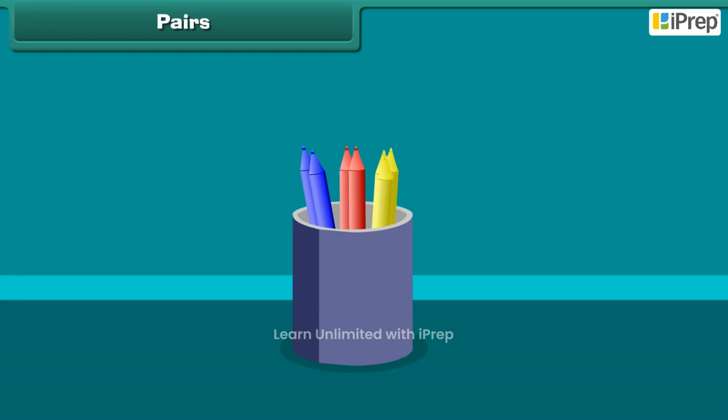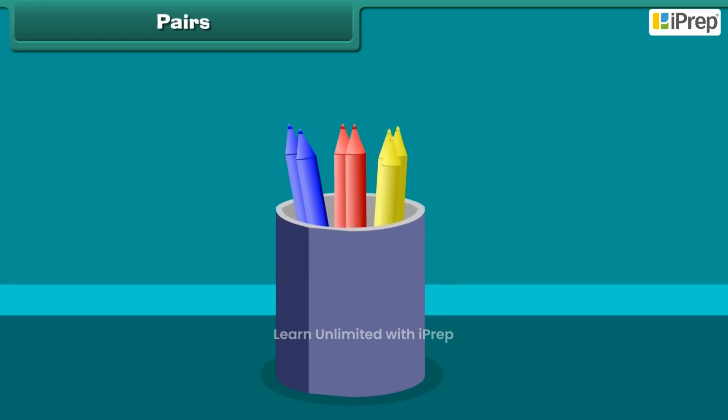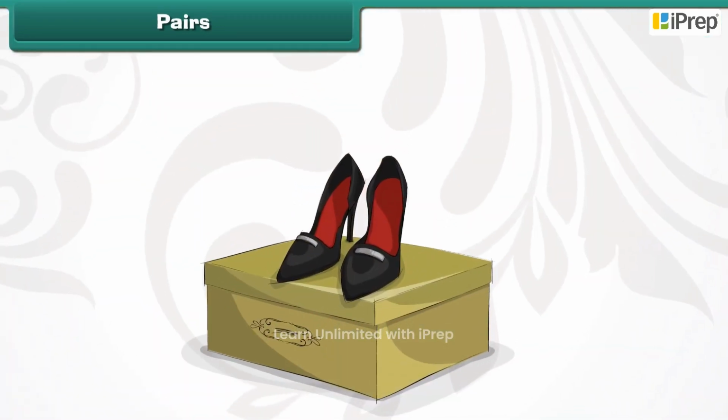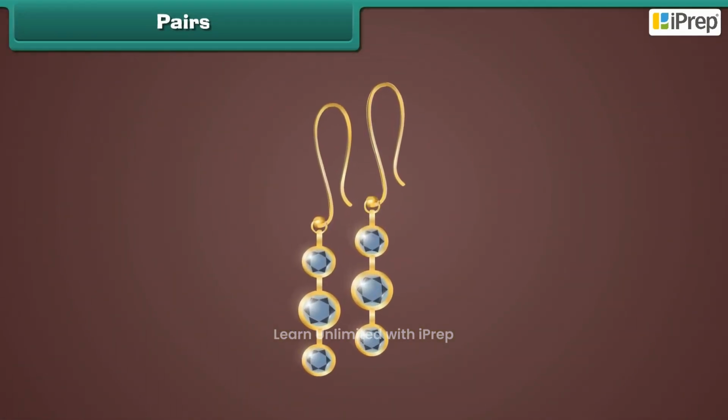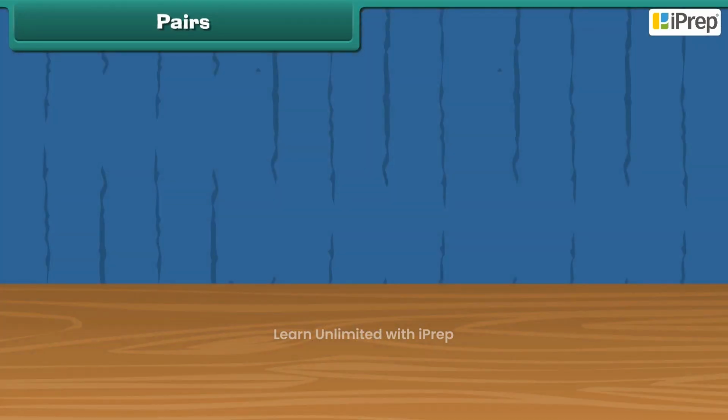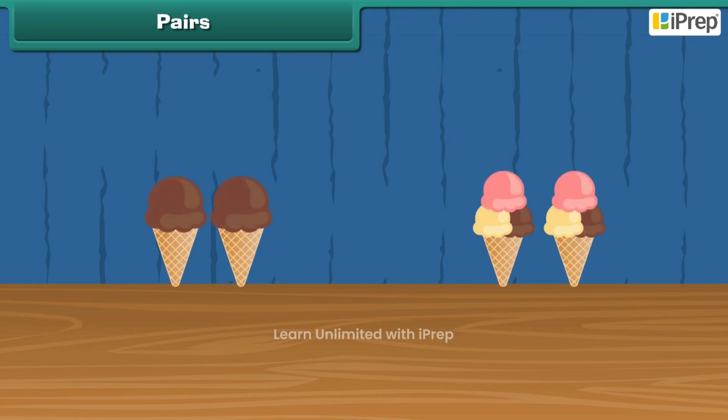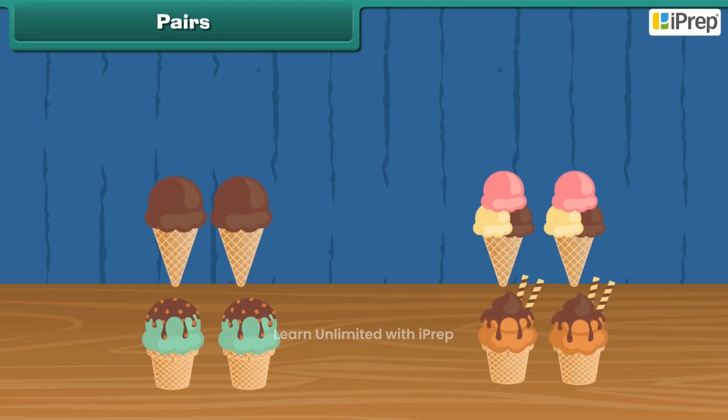Pairs. Let us see some objects. They are in pairs. A pair is a group of 2 objects. Counting in pairs. There are some pairs of ice creams on the screen.